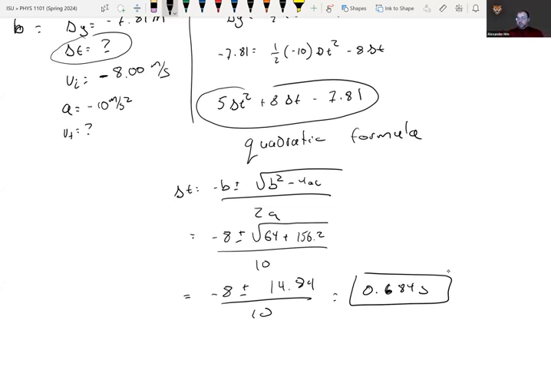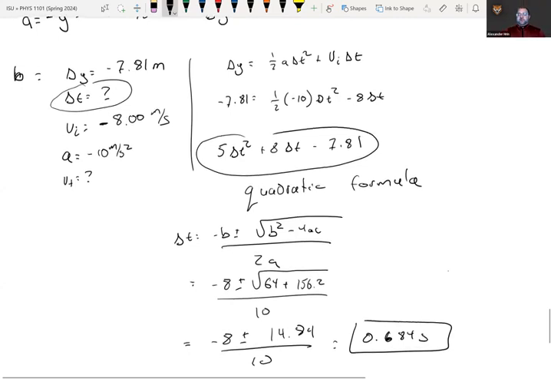Okay, so sometimes you do need to pull out the quadratic formula. That will happen if you have an equation with a square term to solve in it. It's much easier if your velocity term is 0, but they don't always give that to you. So you gotta be careful with that.